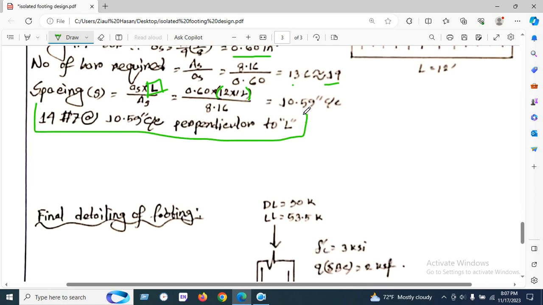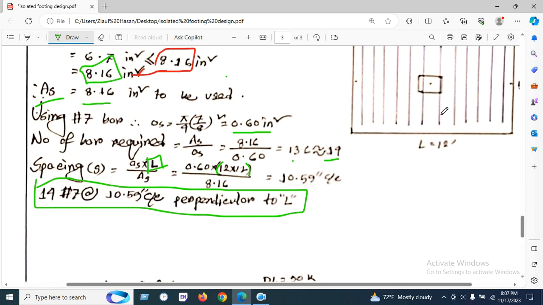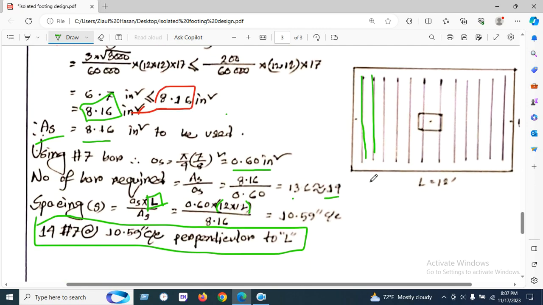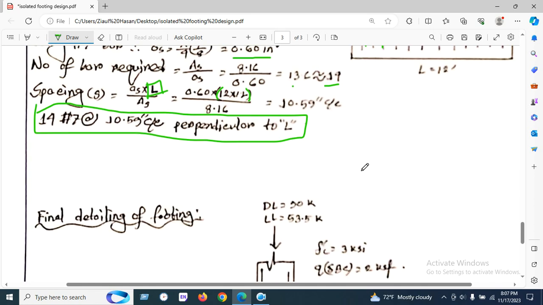So here is our final result: 14 number 7 bars at the rate of 10.5 inches center by center, perpendicular to L. Here is our reinforcement detailing. Here we have used 14 bars, and the spacing will be 10.5 inches center by center.